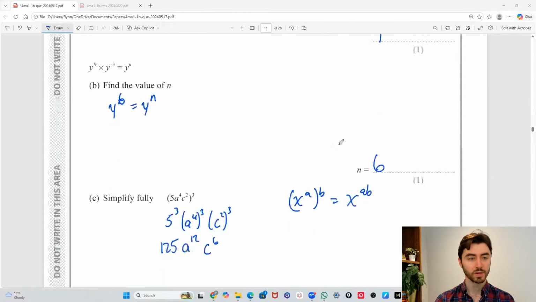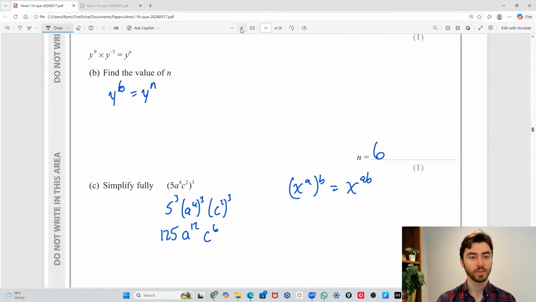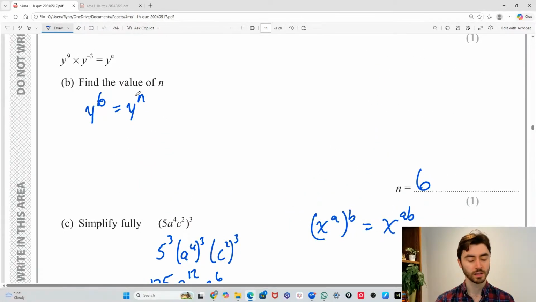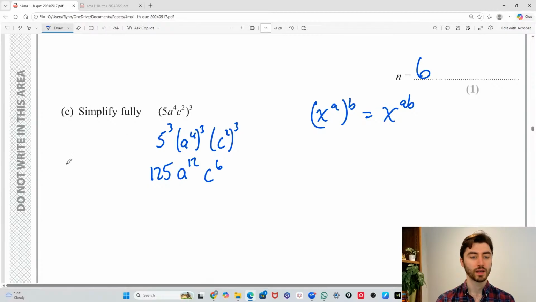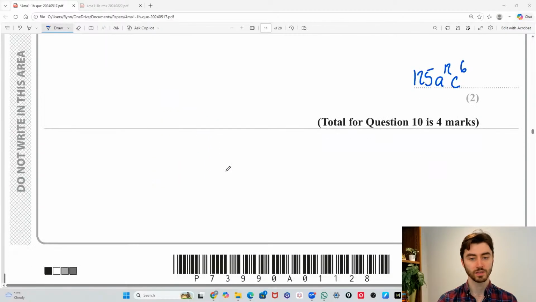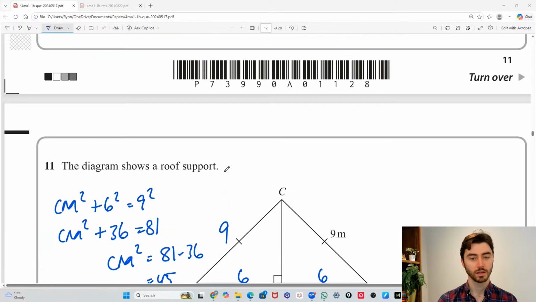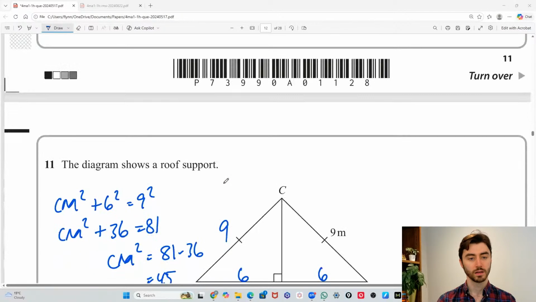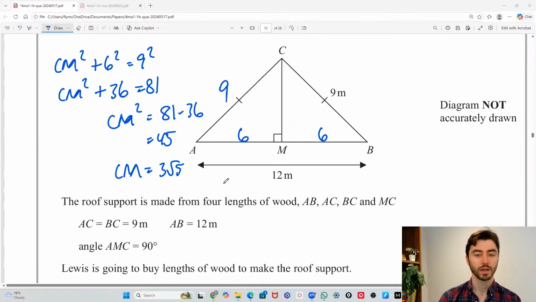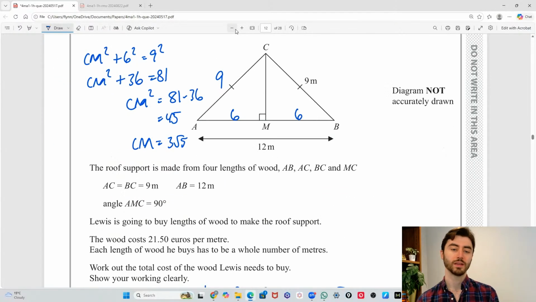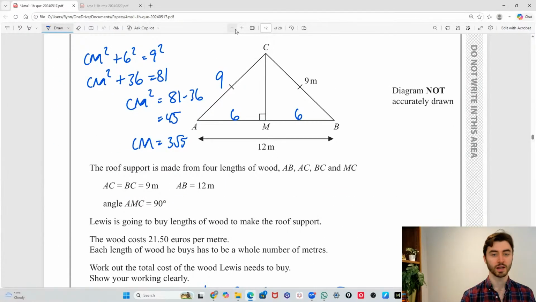Anything to the 0 is 1. You add the powers and you get y to the 6. 5 cubed is 125. Times a to the 12 times c to the 6, that's correct. Okay, this I'm going to, there's not really a way of doing this other than kind of redoing it.